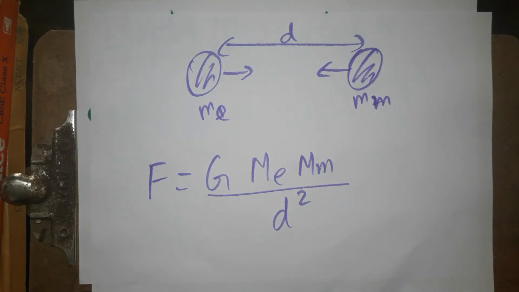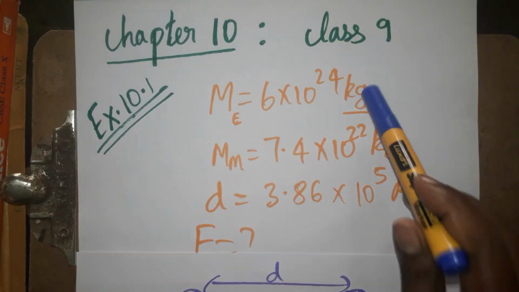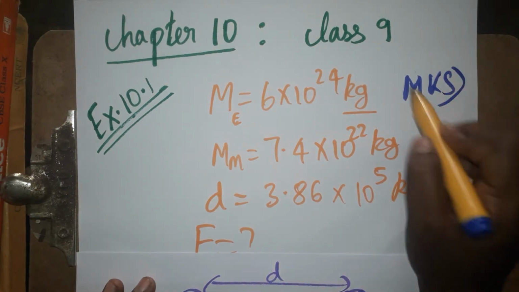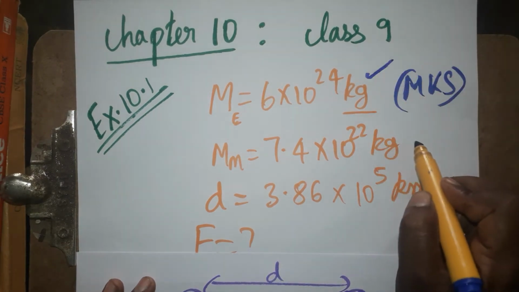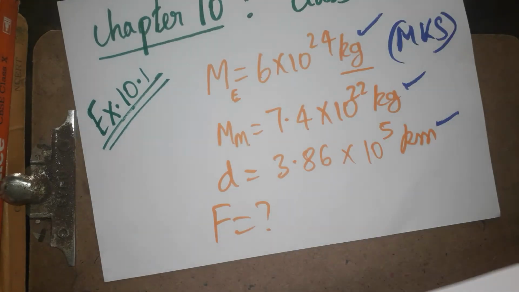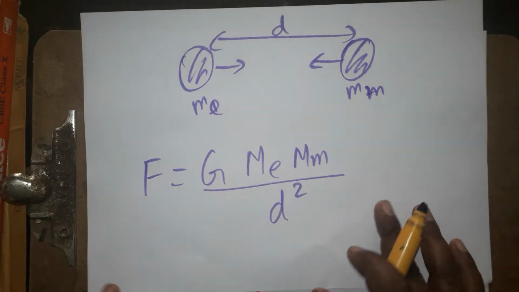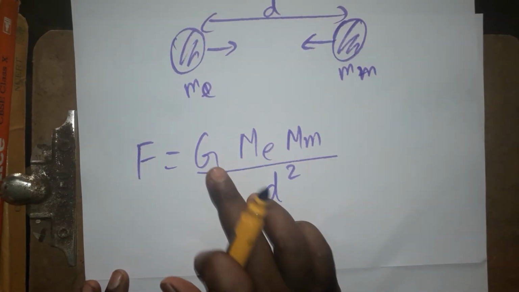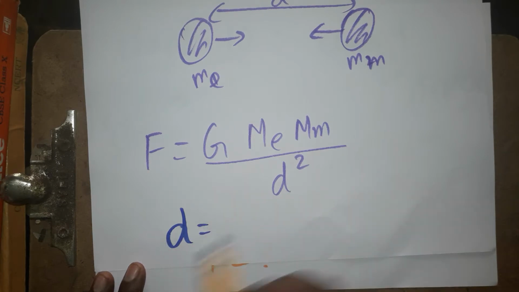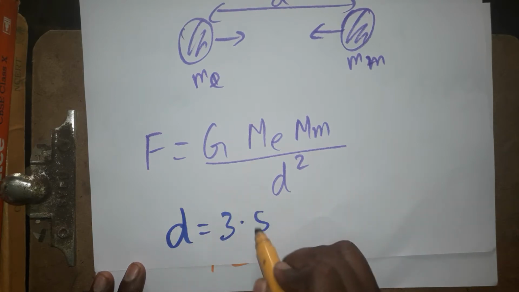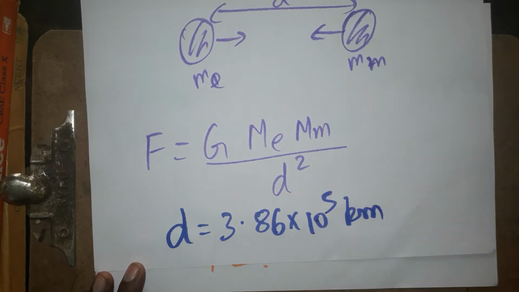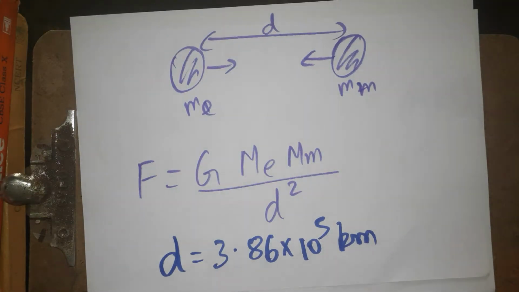The next thing I have to check is that all the units are in the MKS system: meter, kilogram, second. It is kilogram, but the distance is in kilometer. I should convert it to meter. That's the first thing I should do, then only I can solve the problem. G is a constant which is not given in the problem. D is given: the distance between earth and moon is 3.86 into 10 power 5 kilometer. 1 kilometer is how many meters? It is 10 power 3 meter.